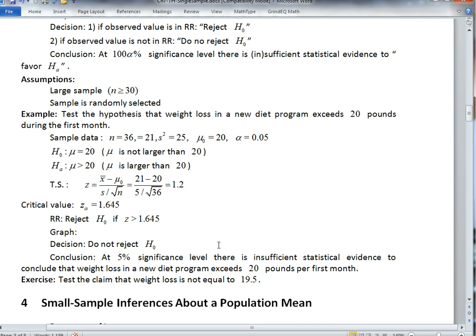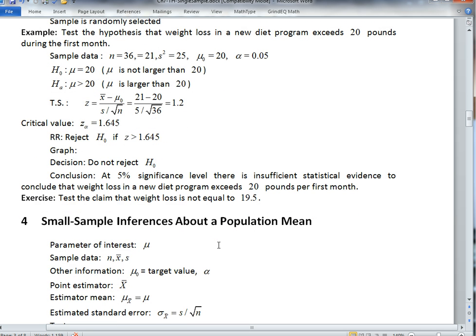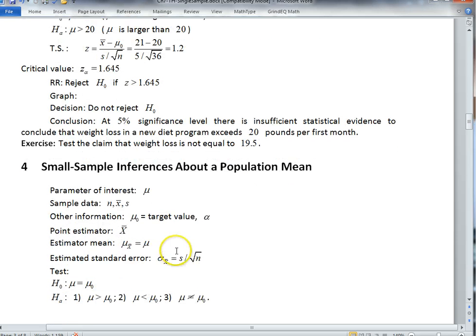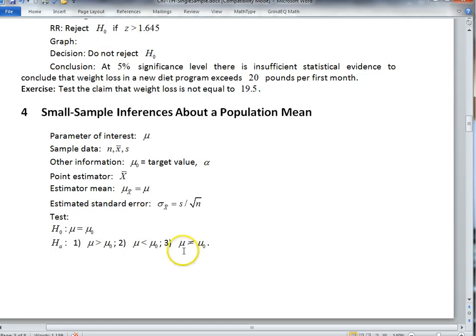And let's see what would happen if we had a small sample. So if our sample wasn't large, this is a small sample inference about the population mean. Everything is going to be the same for a small sample, except that instead of z, we're going to be dealing with a t. Okay? So the parameter is mu, sample data and x bar as target value, point estimator is x bar, its mean is mu, the standard error is s over square root of n.